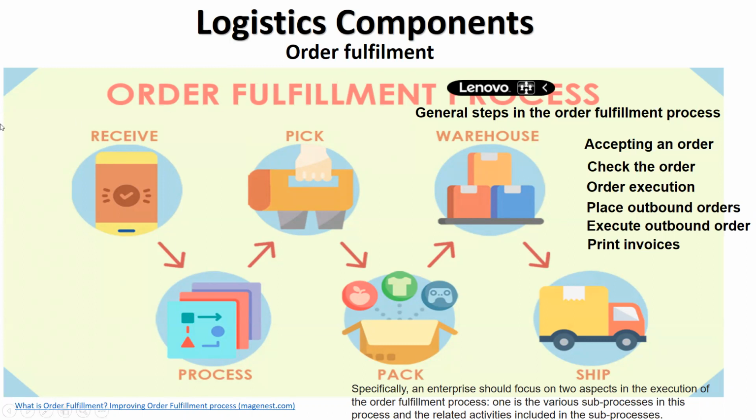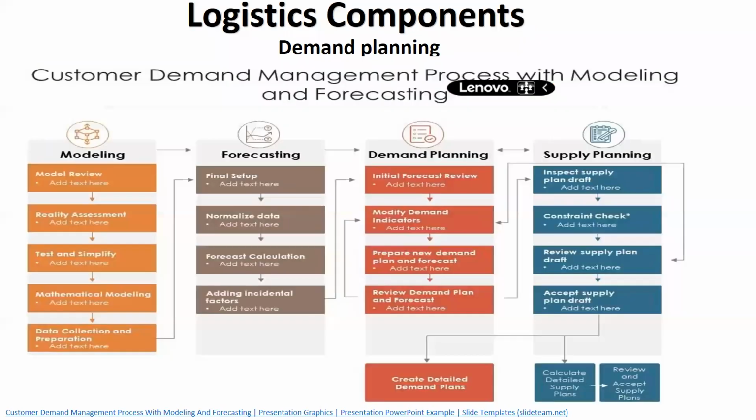So if we go to receipt, for instance, we want to know what goes into receipt, okay? What are the sub-components that are involved in receiving what product, okay? And then when we are picking it, we want to know. So if you look at receive, we say processes, pick, then pack, then warehouse, and then ship in that order. So the general steps in order fulfillment are to accept an order, to check an order execution, place outbound orders, and execute outbound orders, and then print invoices. All right. So that is the general process of execution.